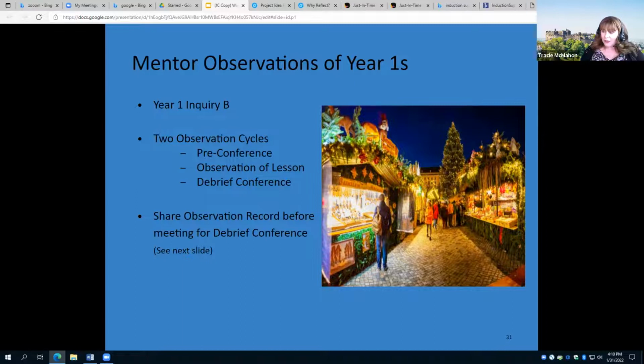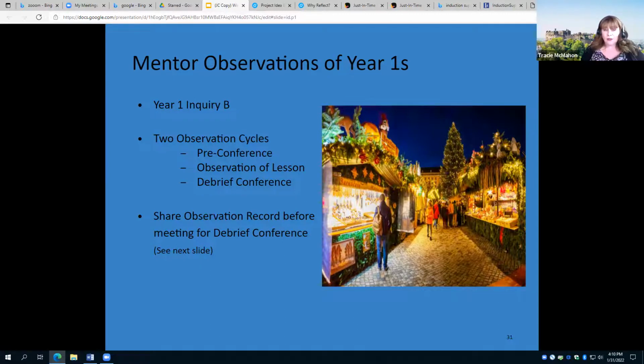It's to plan out that lesson and really get a feel for what they want you to look for during the observation. Then you have the actual observation of the lesson. Right after that, it should happen within 24 to 48 hours, you want to give them your notes and have a debrief conference. You want to sit down and tell them what you saw. Remember this part, it shouldn't be evaluative. It should just be what you saw.